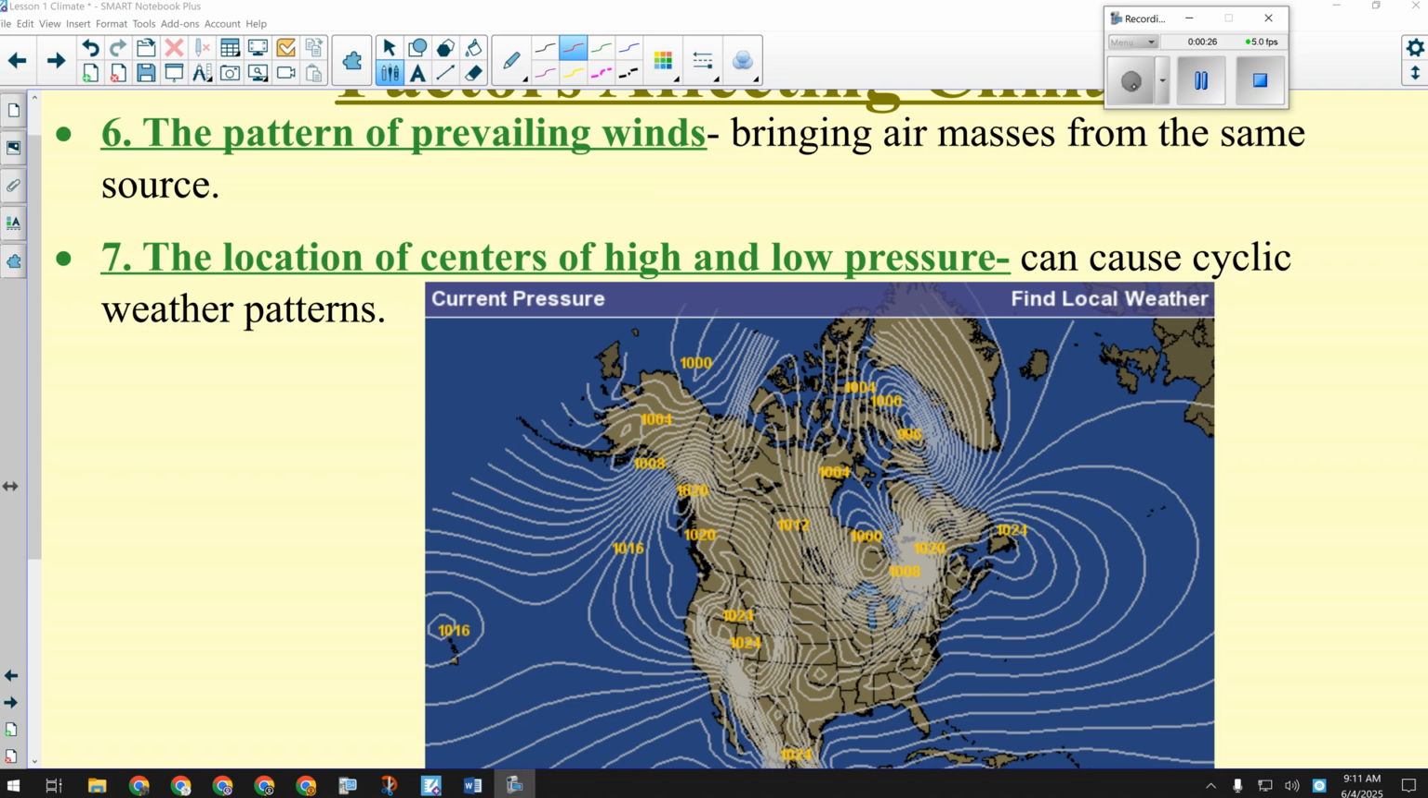The number 1 factor affecting climate, latitude. How far you are from the equator is going to dictate the intensity and duration of the light you receive from the sun. The further away from the equator you are, the less intense and the more the duration will fluctuate with the seasons. That is the single greatest factor affecting climate.